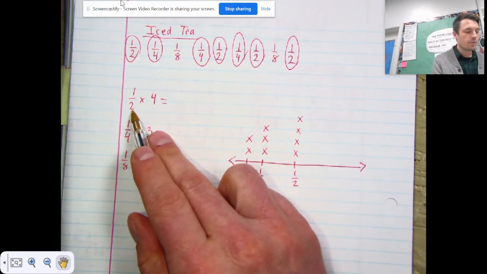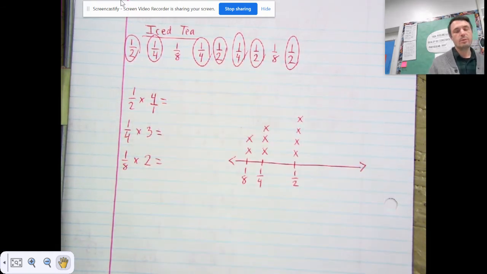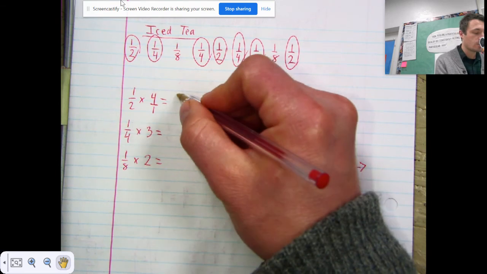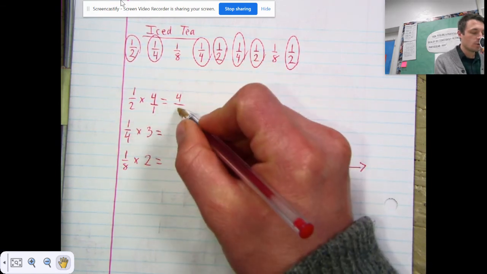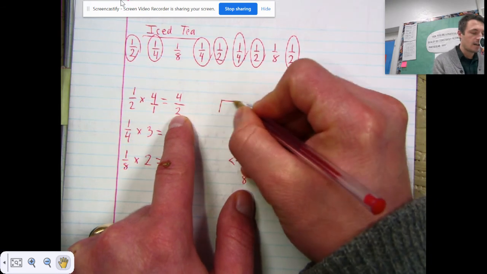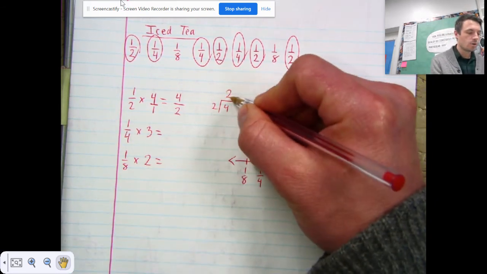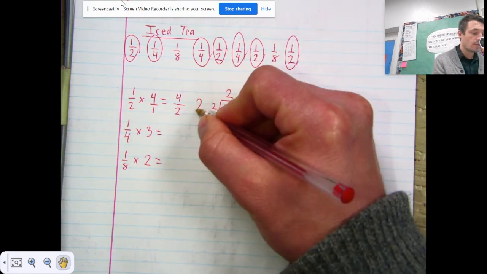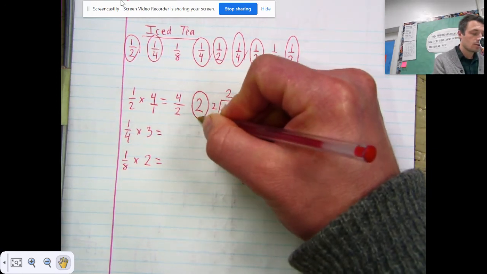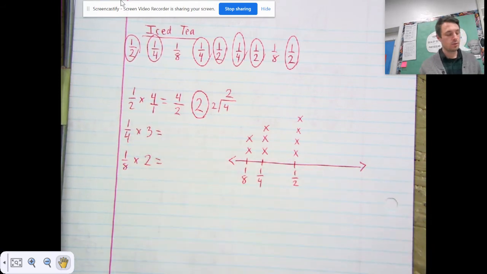In order to multiply a fraction by a whole number, we give the whole number a denominator of 1. And then we just multiply straight across. 4 times 1 is 4. 2 times 1 is 2. That's an improper fraction. So we have to divide the denominator into the numerator. 2 can fit into 4 2 times. So we have 2 quarts of iced tea in 1/2 quart containers.